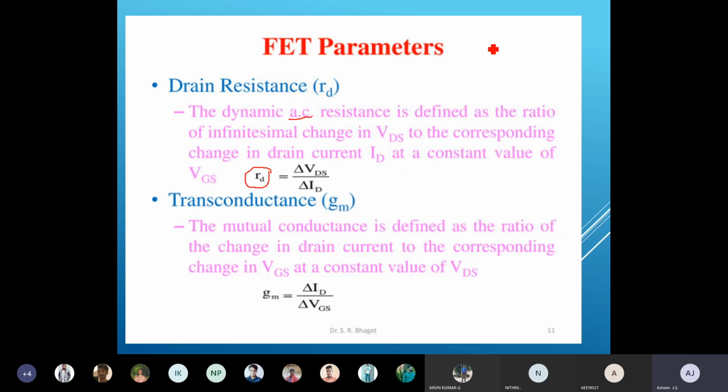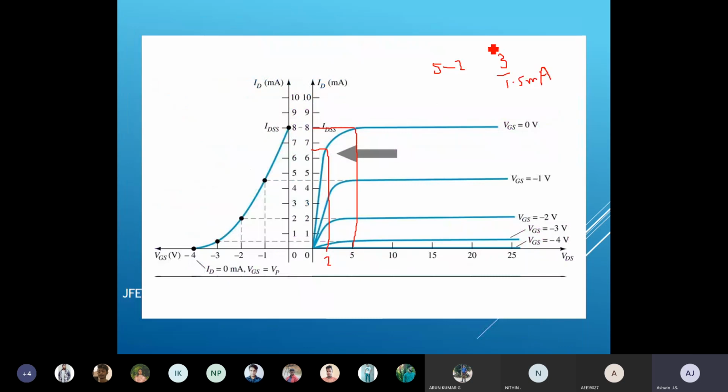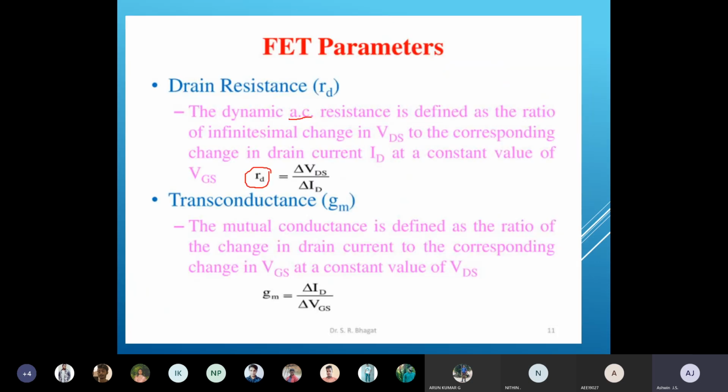So static resistance means only one point I will take. For example, I will take only one point. So 5, and what is the current? 8 milliamps. So I will write the equation as R is equal to 5 divided by 8 milliamps. So this is for only one value. Okay, static resistance. At that voltage, what is the resistance I am finding? And the dynamic means while changing the voltage from 2 to 5, what is the current I am observing? So that is your dynamic. So here they represent it using the AC resistance.